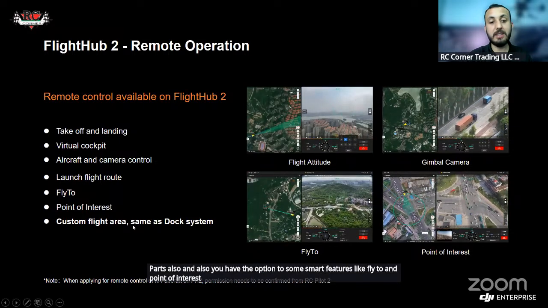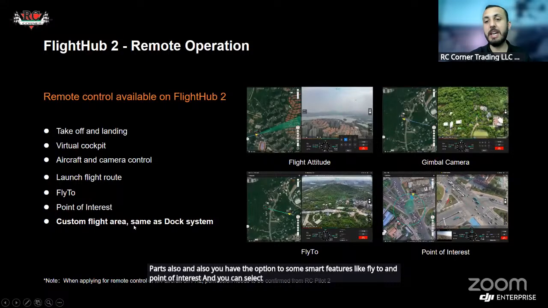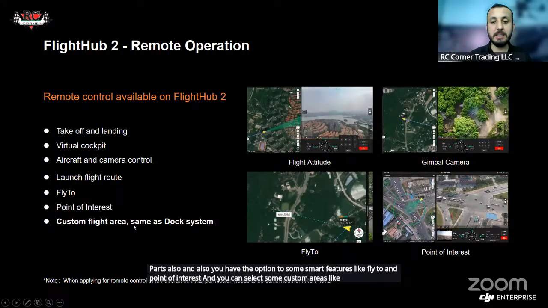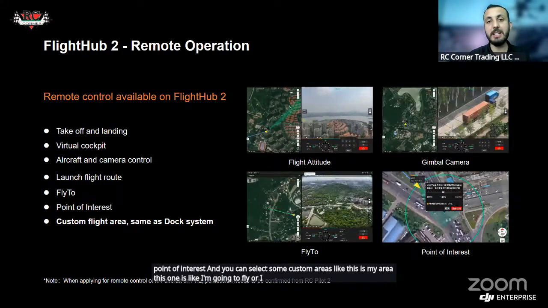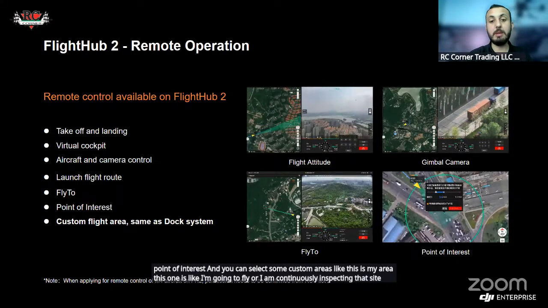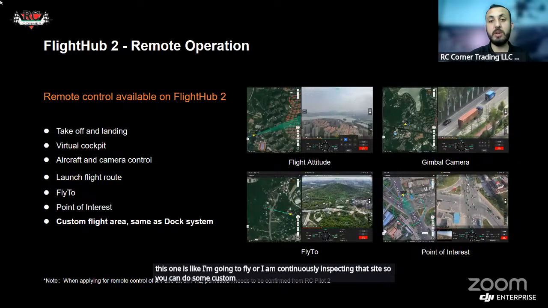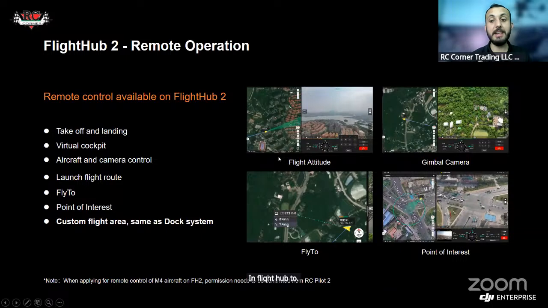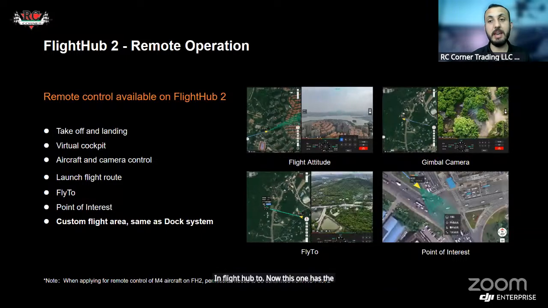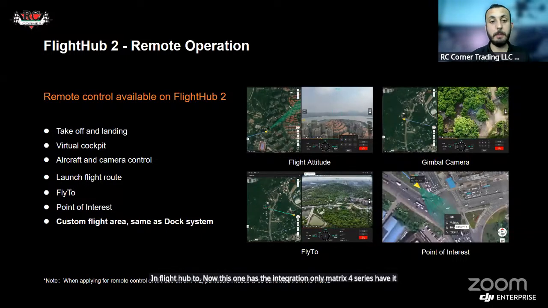And you can select some custom areas, like this is my area, this one I'm going to fly, or I'm continuously inspecting that site. So you can set custom boundaries in Flight Hub 2. This one has the integration, only the Matrice 4 series has it with Flight Hub 2.